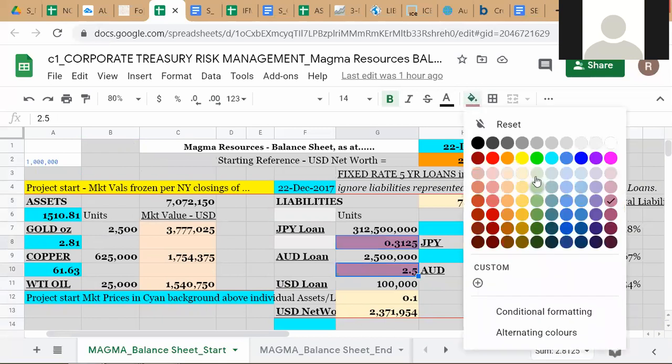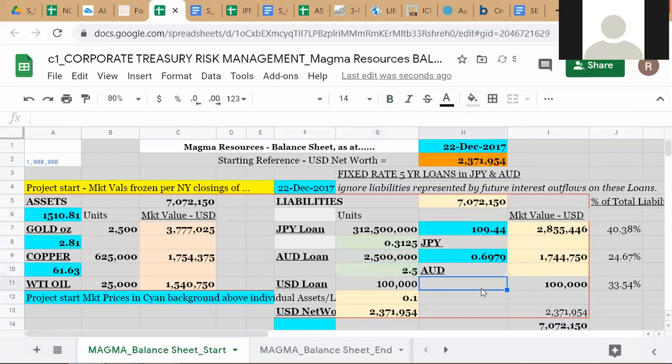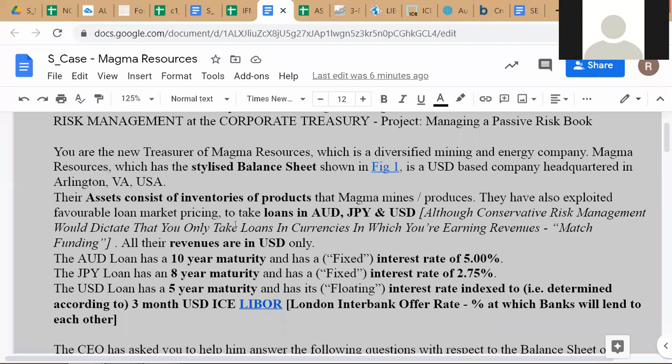Put it in a light color. You can read it. Yeah. All okay? Okay, fine.